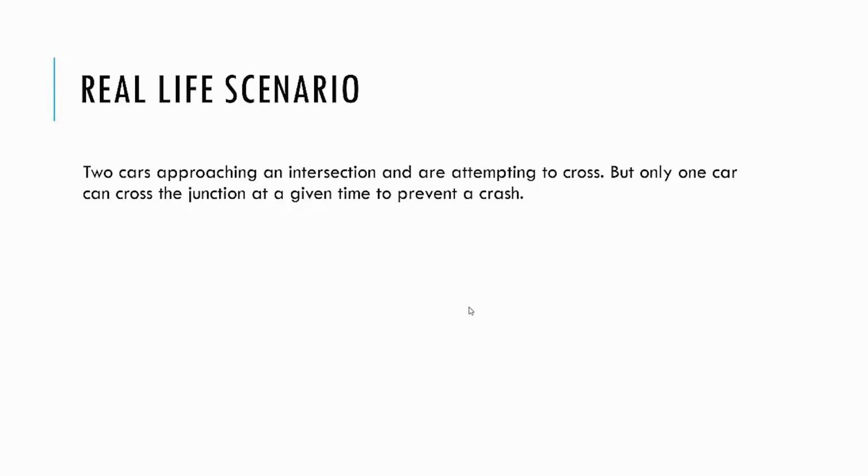So this middle part of the junction is our critical section. Now our goal is to prevent any crashes, or allow only one process or car to enter the critical section at a given time. And this is what Peterson's algorithm attempts to achieve. In a real life scenario, we use this kind of analogy.